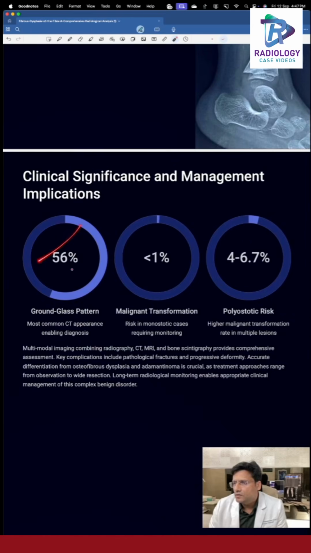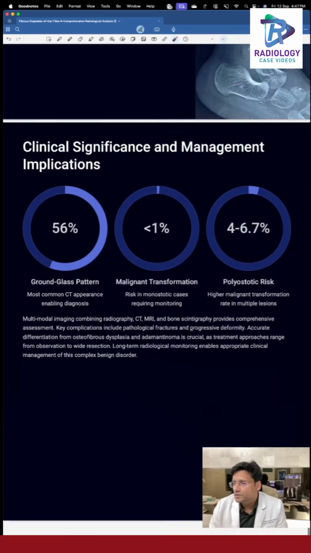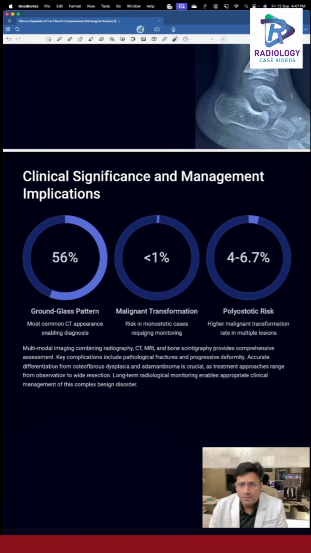A common sign again in osseous fibrous dysplasia is the ground glass pattern. In less than 1% there will be malignant transformation. In polyostotic fibrous dysplasia, there will be 4 to 6.5% malignant transformation. So these are the features of osseous fibrous dysplasia. It is very characteristic. You should not diagnose it as some other bone tumor. You should be careful while labeling it. Thank you very much. Hope this case on osseous fibrous dysplasia was useful for you.